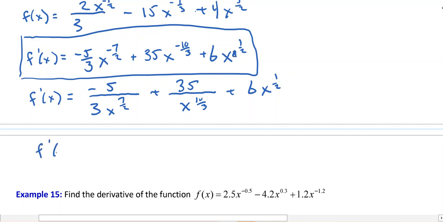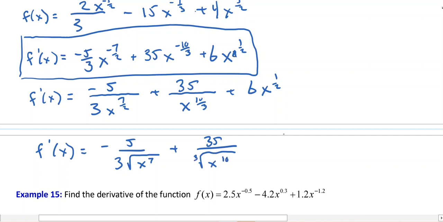And then finally, the last step would be to write it as a radical. So we would have negative 5 over 3 times the square root of x to the 7th, plus 35 over the cube root of x to the 10th. And then we have 6 times the square root of x.